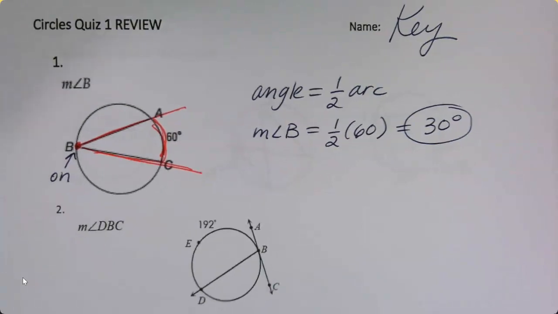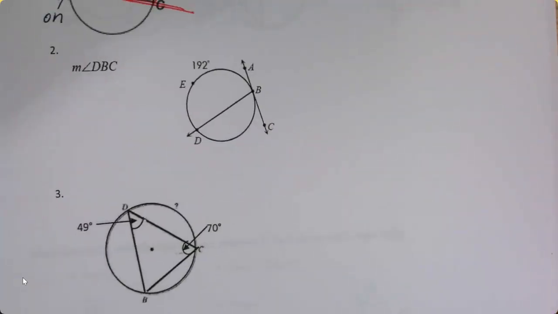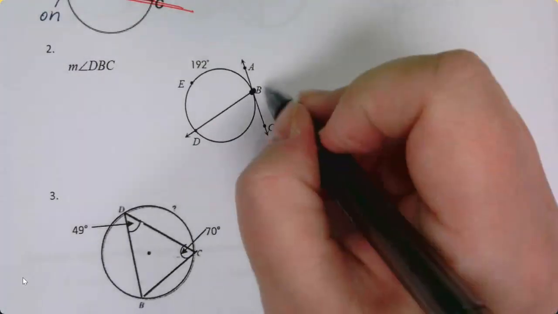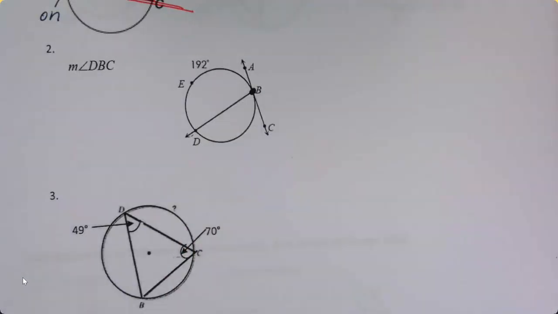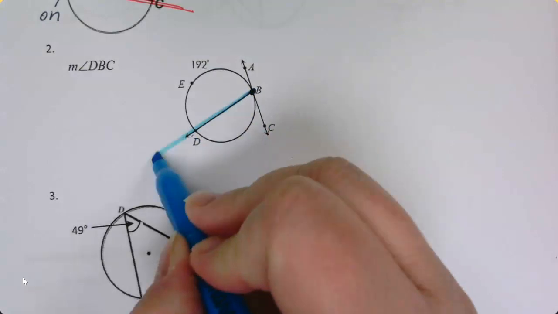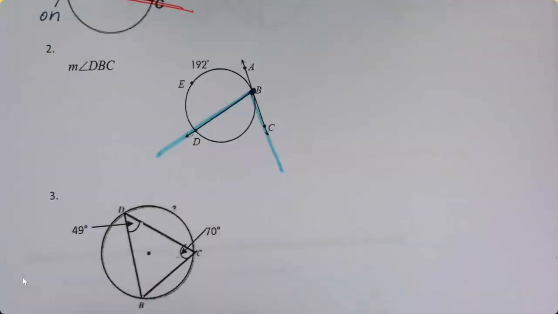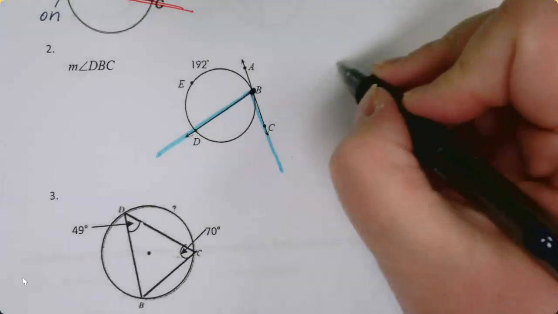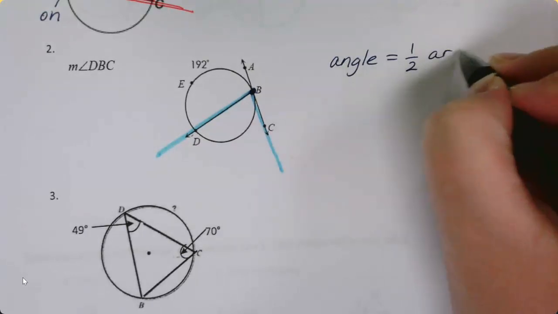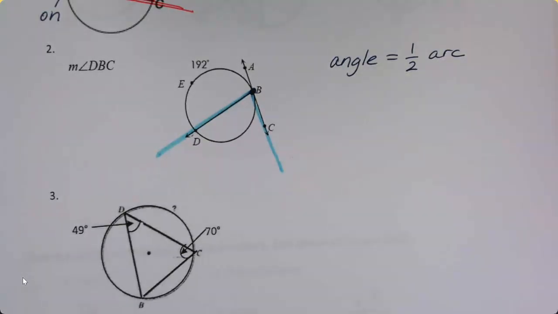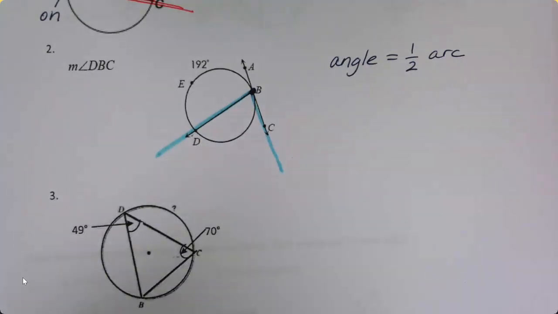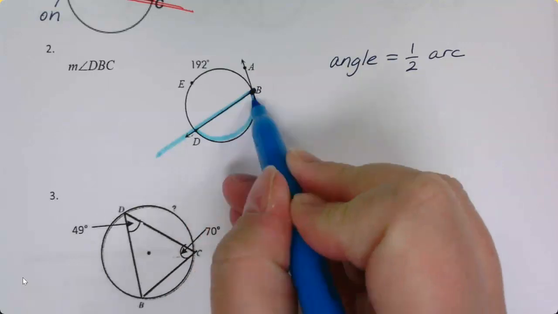On to number 2, this is another example where the vertex is again on the circle. Here's the vertex of the angle we're looking at, angle DBC. We're looking at this angle over here. Let me trace it. It has a vertex on the circle. So again, we're going to use the rule: the angle is 1/2 the arc. That's the same as saying the angle is the arc divided by 2. So the angle here is going to be half this arc. My intercepted arc is arc DB, this part right here.